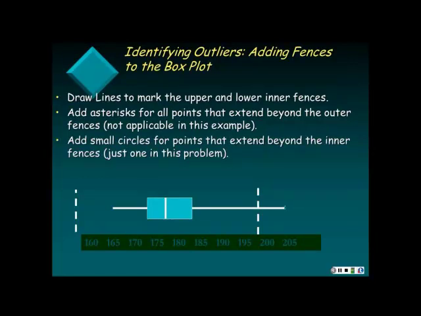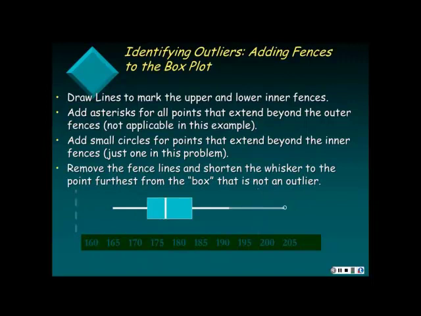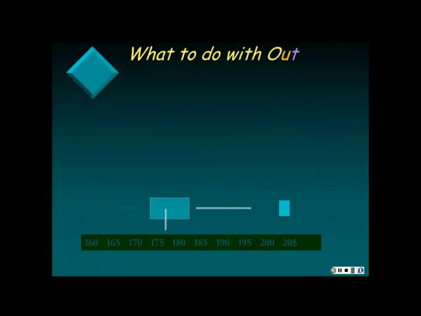So now we're going to add a small circle for any point that extends beyond the inner fences. In this case, there's just one value, and you can see I've got a little circle out there for it. Then I'm going to shorten the whisker, and I'm going to shorten it down to the last value that is not an outlier. That must have been around 192 or so.